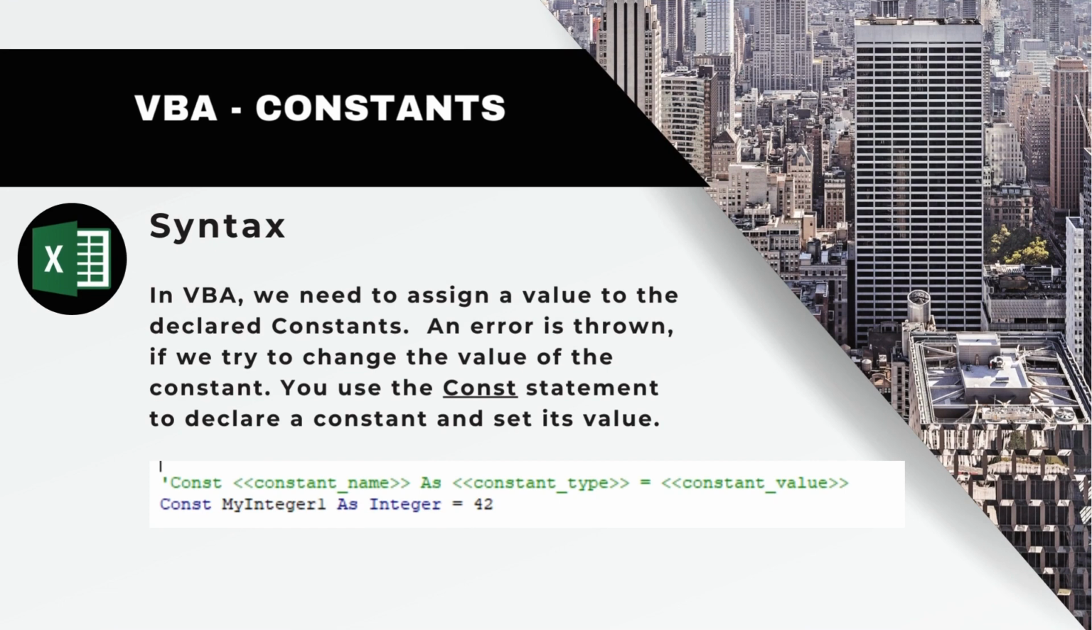Now, the syntax is such that in VBA, we need to assign a value to the declared constants. An error is thrown if we try to change the value of the constant. You could use the Const statement to declare a constant and set its value. It's done like this: Const, the constant name, As constant type, equals constant value. And you can see in the example I use constant myInteger1 as Integer = 42. And that's how it really works.